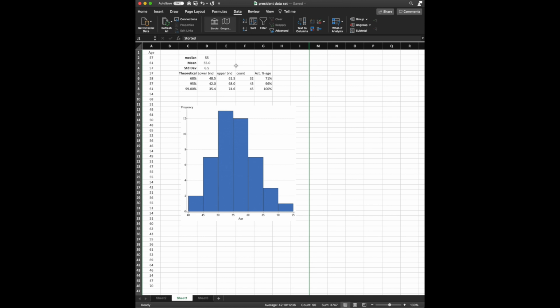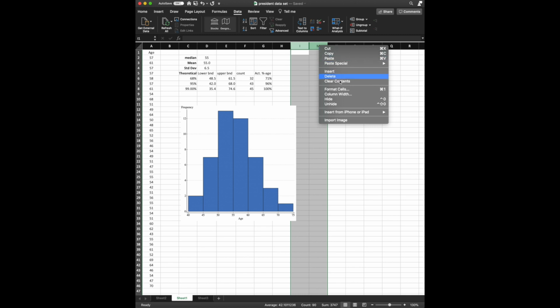So working with that, let's notice that I have our theoretical percentages right here: our 68, 95, 99%. If we go the mean plus or minus 6.5 standard deviations, then my lower bound here is 48.5 and my upper bound here is 61.5. So let's just observe what that means.